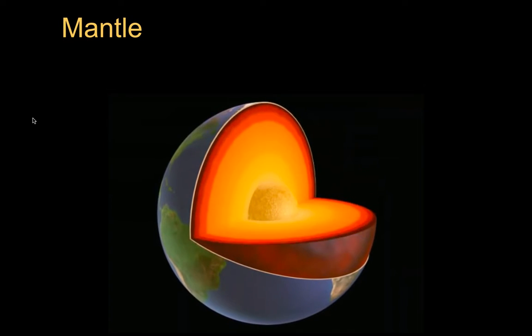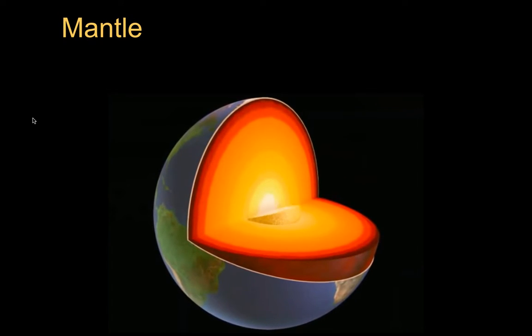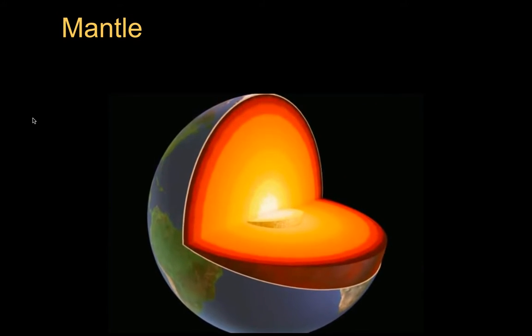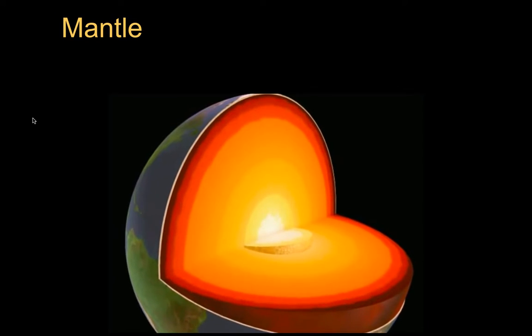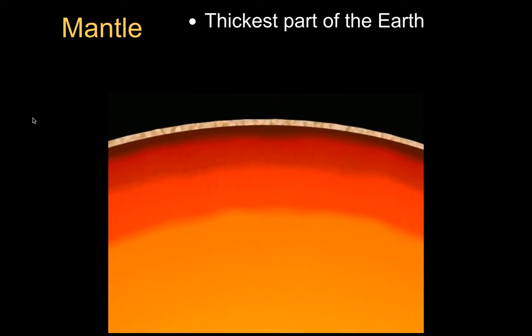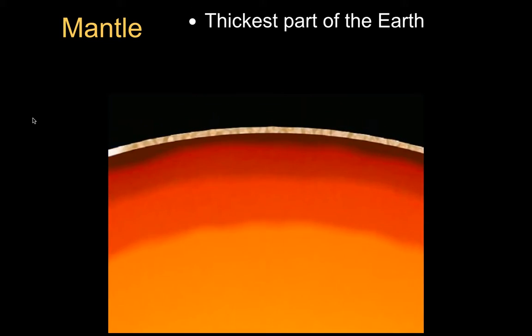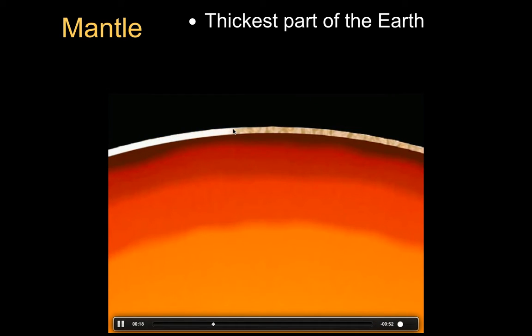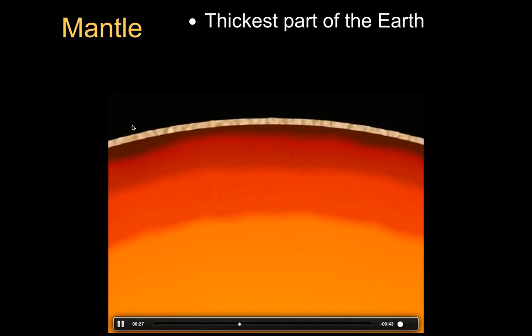Next layer is called the mantle. If you were to think of an egg, the mantle would be the white part of the egg. It's not the shell, it's the next layer down. It's the thickest part, it's called the mantle. In this video, the mantle is the layers below the crust. The crust is here, this goldish light color. And then below that, this red, orange, and into the yellow is the thickest part, and that is the mantle.